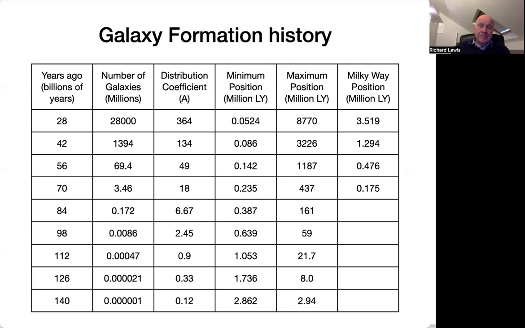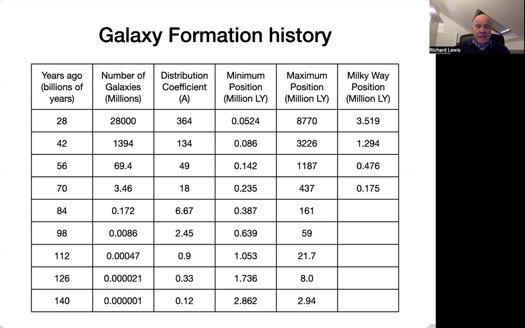The maximum position for the galaxies that we're interested in inside the event horizon, we take that at 8770. And going back in time, we're taking the view that when the event horizon formed, those galaxies were part of a set of galaxies that were located out to 3226, 14 billion years previously. So we're taking the extent of the galaxy formation to be moving outwards.